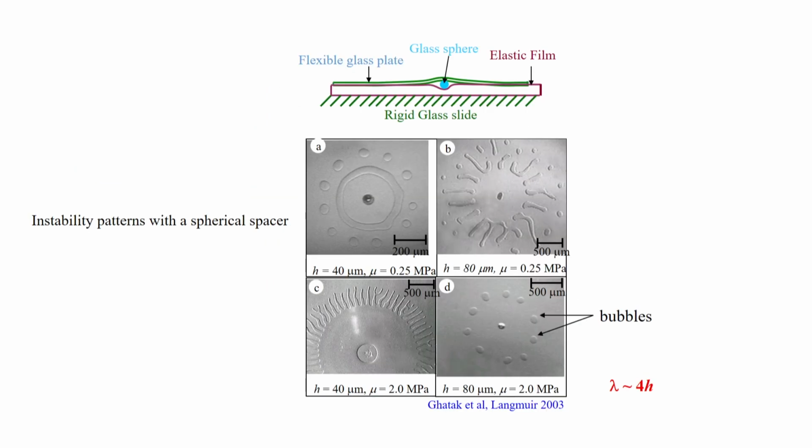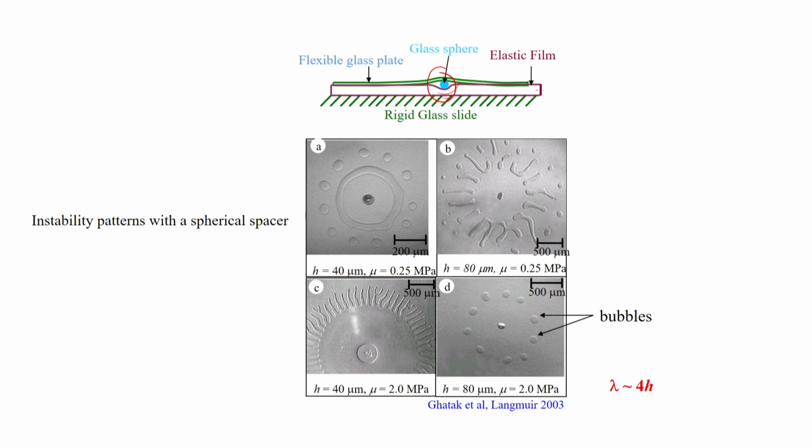So, we now ask the question, what happens if we change the geometry? Instead of a rectangular spacer, we now have a glass sphere as the spacer, and from the top we bring this flexible plate in contact. The flexible adherent remains in contact everywhere except at this particular location where the glass sphere has been placed. It looks like an eye here from the side view. In the region where it remains in contact, something like this happens.